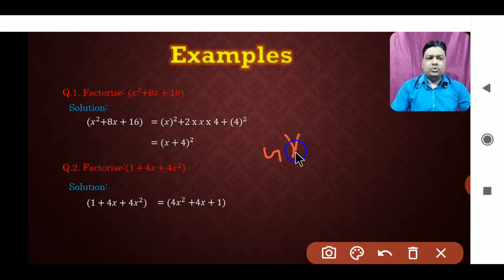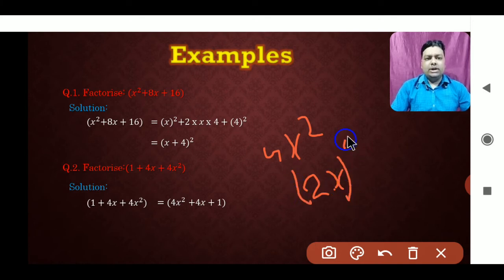4x². Okay. Now we know that x² is the square of x and 4 is the square of 2. It means we can write 4x² as (2x) whole square, because in 4x² you can see that the power is on x only. Power 2 is on x only, not on 4. So we will write the whole power, then 4 is the square of 2, so it will be (2x) whole square.